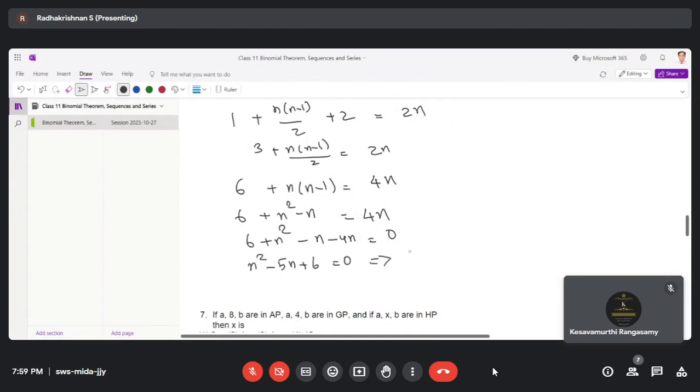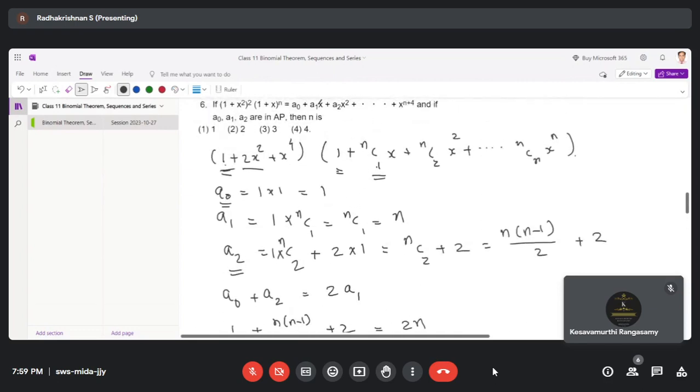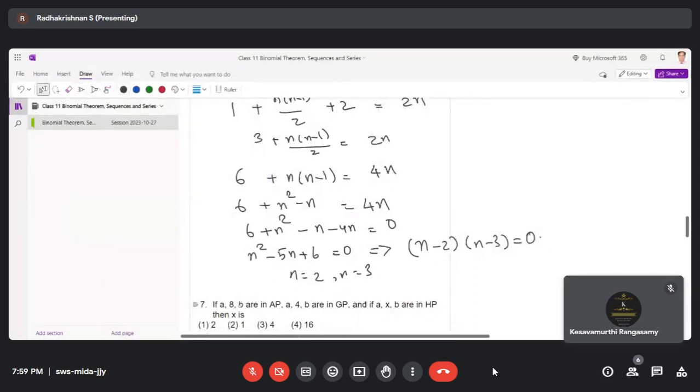So if you factorize, it becomes n minus 2 into n minus 3. So that means n equal to 2, n equal to 3, both. So what are the options given? So both are given, 2 and 3. So both are correct. Option 2 and 3 both are correct. Okay. So n can be 2 or 3 in this case.